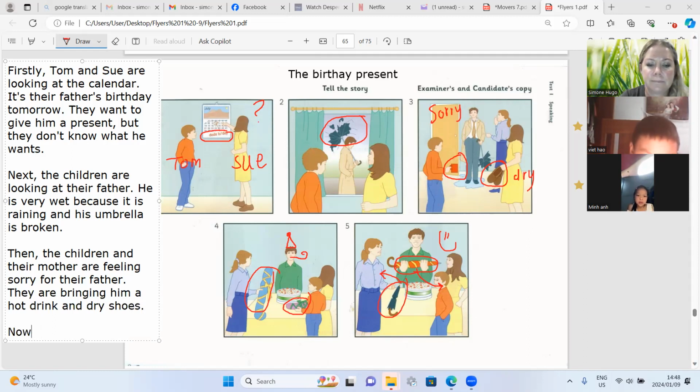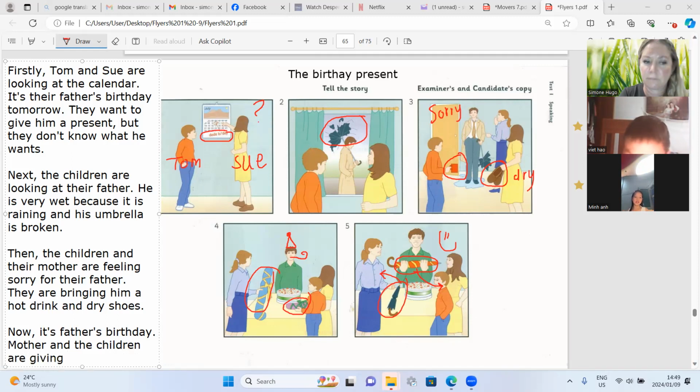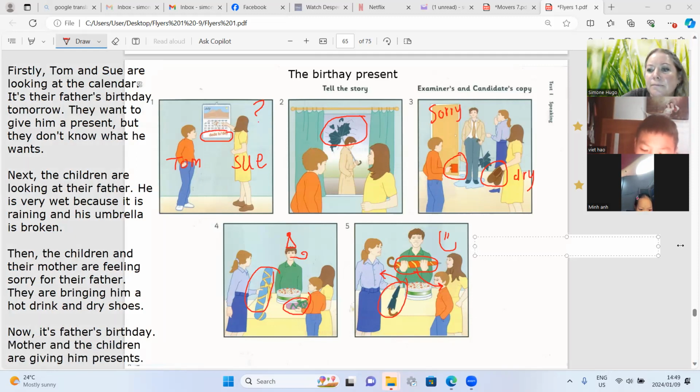Now, Minh An. Now, the children and the mother give presents to father. Why are they giving him presents? Why is he getting presents? It's father's birthday. Mother and the children give him presents. They are giving him presents. Yes, finally.